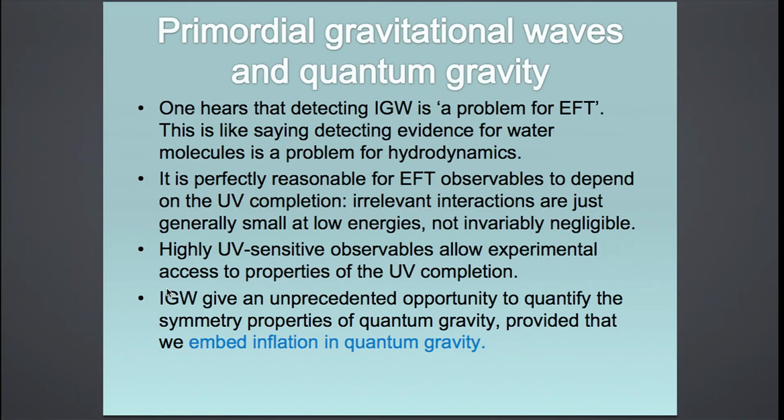So if we see inflationary gravitational waves, we can actually probe the symmetry properties of quantum gravity, provided that we actually, really, legitimately embed inflation in quantum gravity. Not just paying lip service to probably there exists a UV completion, but really trying to run up against the problems that come from the UV completion and see what we learn when we run into those walls.